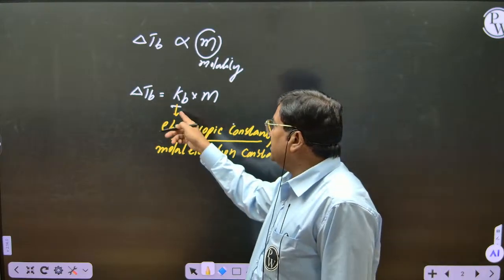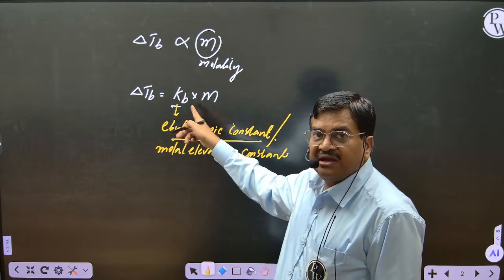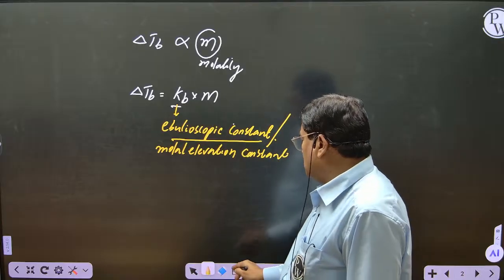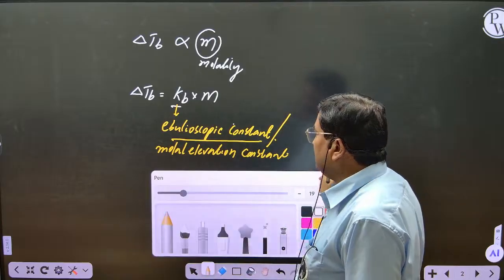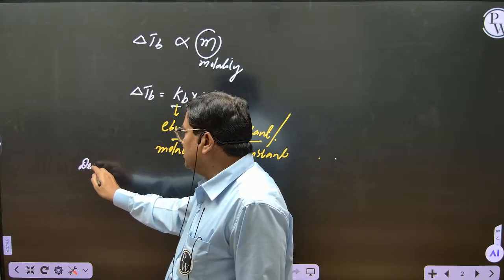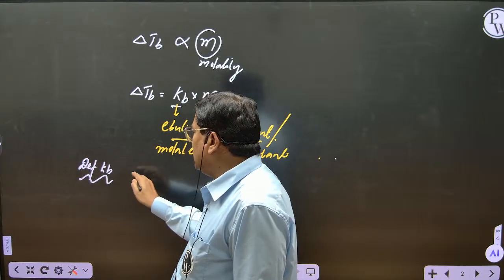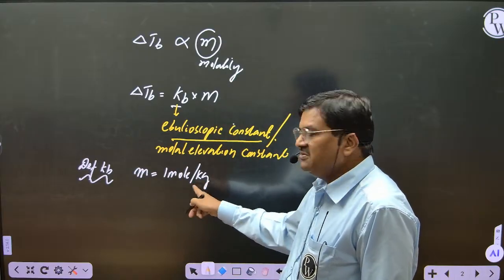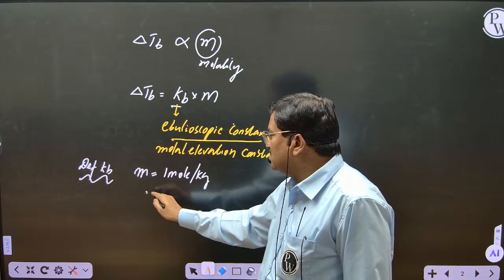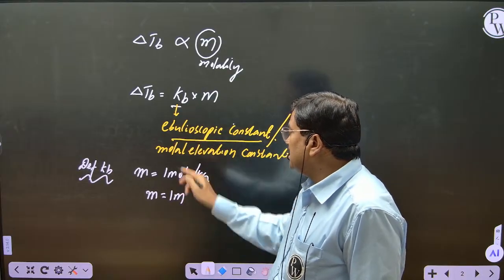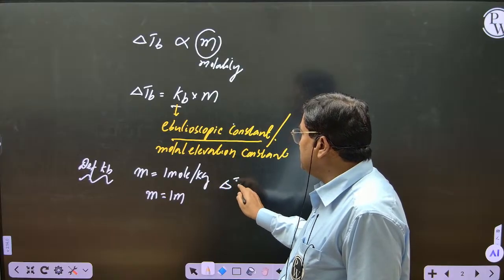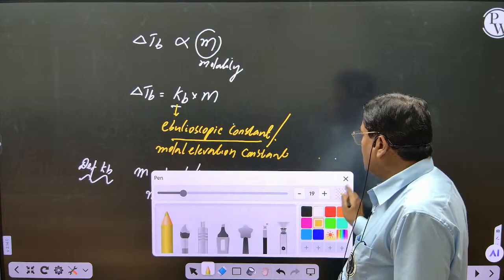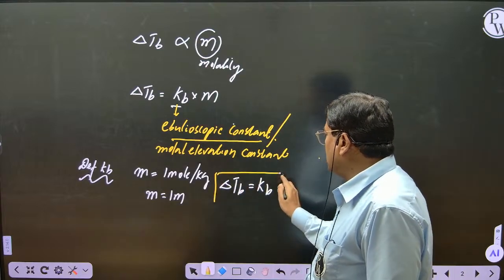Now what do we define for Kb? In order to define Kb, let us assume the molality is 1 mole per kg. You are familiar, no? The number of moles present in 1 kg. If molality is 1 mole per kg, tell me students, then what should I write? Del Tb is equal to Kb. Do you agree, all of you? So the elevation in boiling point is given by Kb.